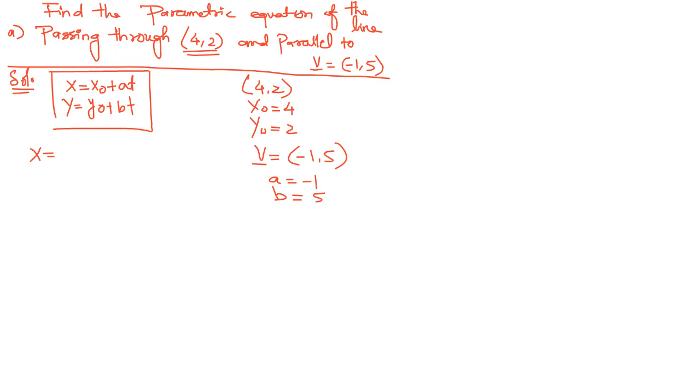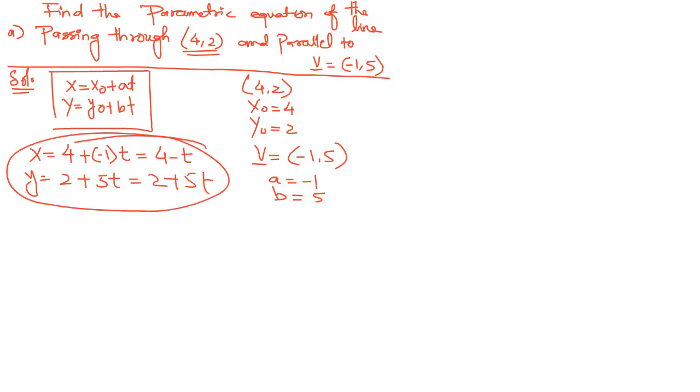x is equal to x naught, which is 4, plus a, which is -1, times t, that is equal to 4 minus t. y is equal to 2 plus b, which is 5t, that is 2 plus 5t. So these are the parametric equations for this point and that vector. Is this clear?